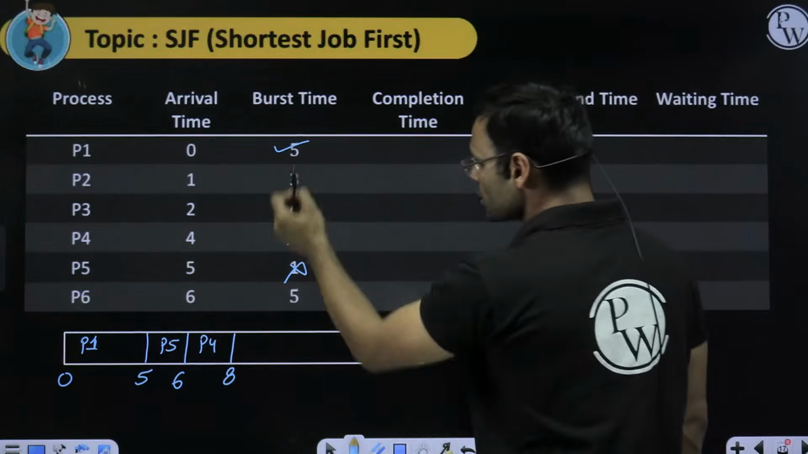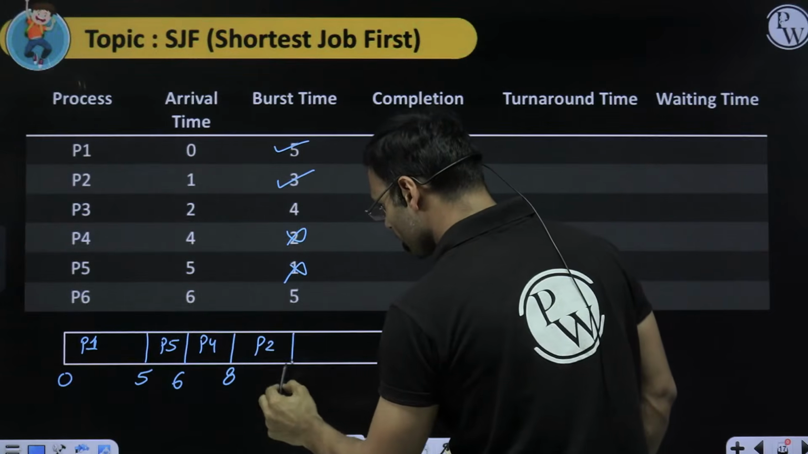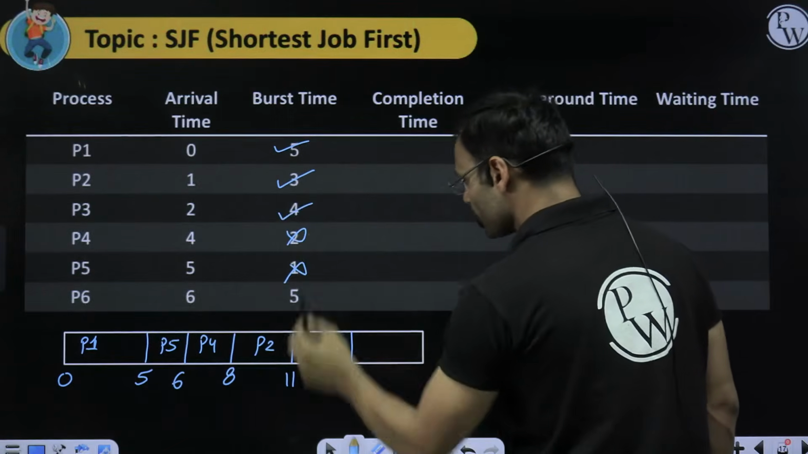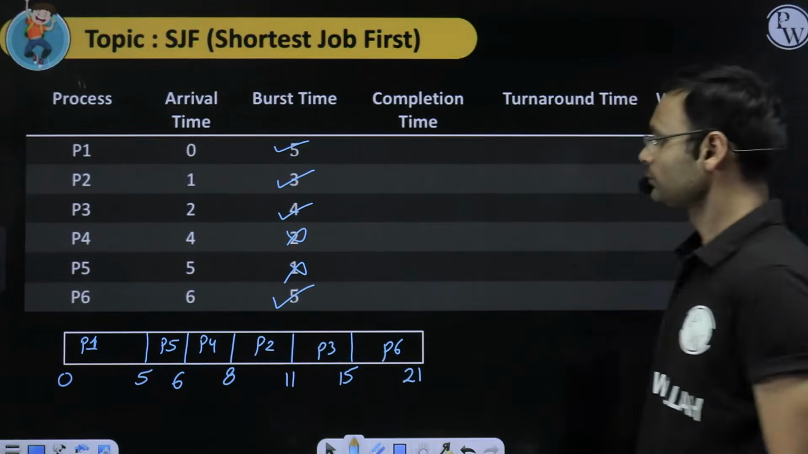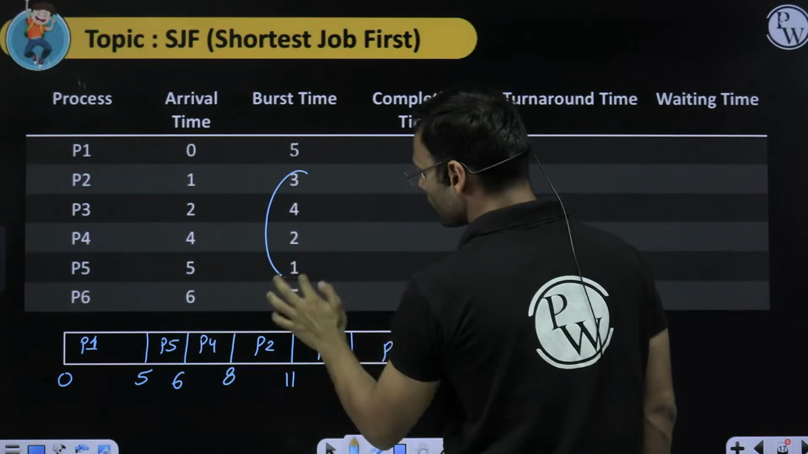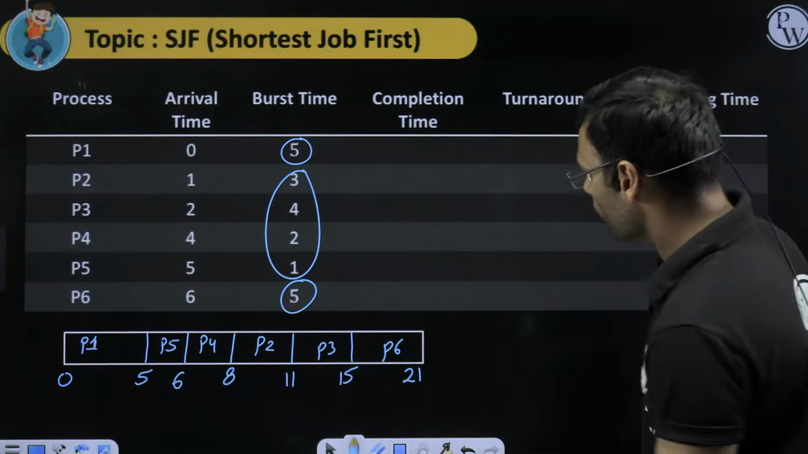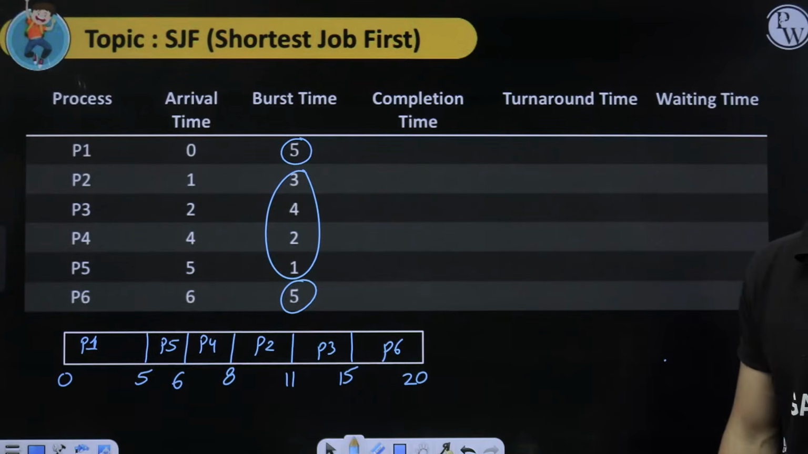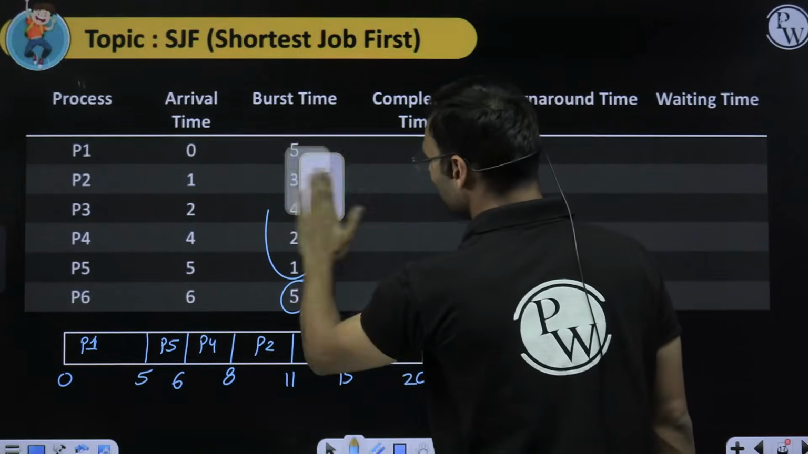Then next, smallest process is P2, plus 3, till 11. Then P3 plus 4, 15. Then P6, 21. Let's cross check it. Total 10, 15 plus 5, 20. Oh, 15 plus 5, 20 it is. Not 6, 20. Cross checked. There was a mistake. I had made plus 6, but it is plus 5 only. Done.